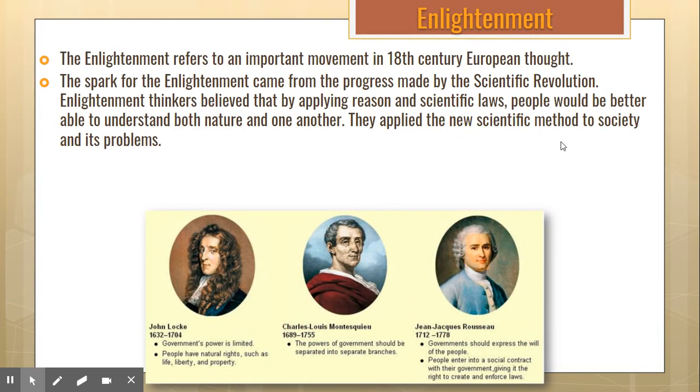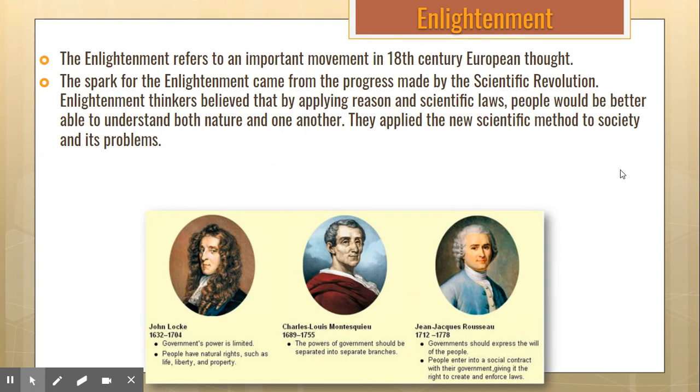All right, and then the Enlightenment. So the Enlightenment refers to an important movement in the 18th century in European thought, and the spark in the Enlightenment came from the progress made during the scientific revolution. So Enlightenment thinkers believed that by applying reason and scientific laws, people would be better able to understand both nature and one another. So you could use this in relationships with people. You could use science. So they applied the new scientific method to society and its problems.